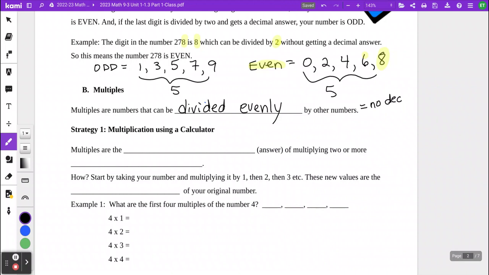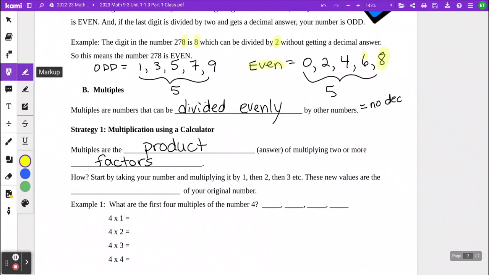So if we use strategy 1, it's saying use your calculator. So it says multiples. What is the definition of a multiple? Well, what do you think? It says multiples are the product. It's a big word. Product. So multiples are the product, which is the answer of multiplying two or more factors.